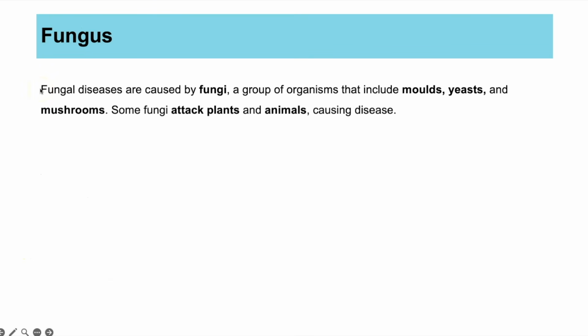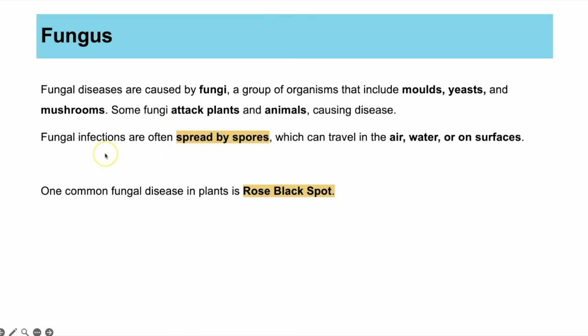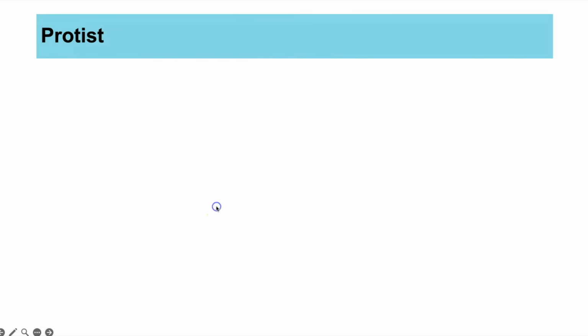The next group that we're going to look at are fungi. Fungal diseases are caused by fungi, which can be a type of pathogen. And that could be mold, yeast, mushrooms, and you have some that attack animals and also plants. Fungal infections are often spread by spores, which are a bit like tiny little seeds in fungi. And they can travel in the air, water, and also they can remain on surfaces. And the key one that you need to know is a fungal disease that infects plants known as rose black spot.